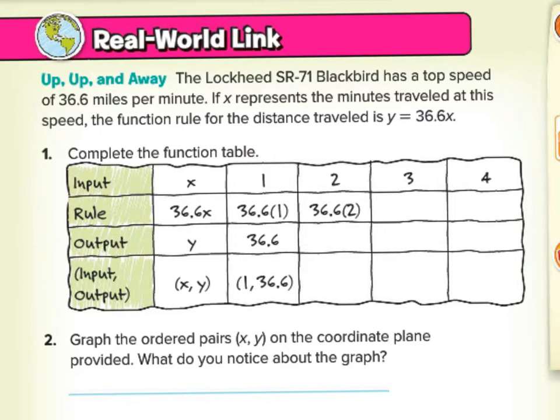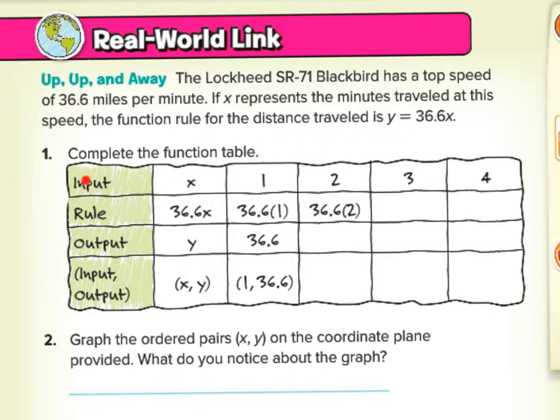For a real-world example, let's take a look at this jet, the Blackbird, up, up, and away. The Lockheed SR-71 Blackbird has a top speed of 36.6 miles per minute. If x represents the minutes traveled at this speed, the function rule for the distance traveled is the rate times the number of minutes. X will represent the number of minutes. So when we multiply the number of minutes traveling by 36.6 per minute, we will get the total distance traveled.